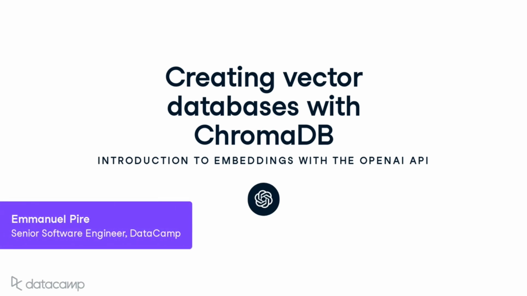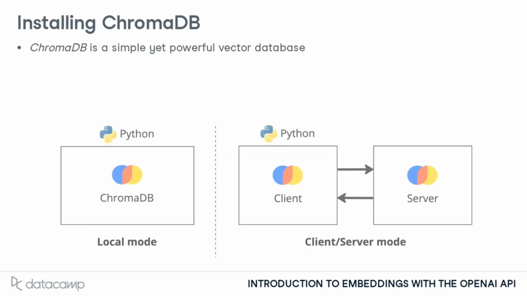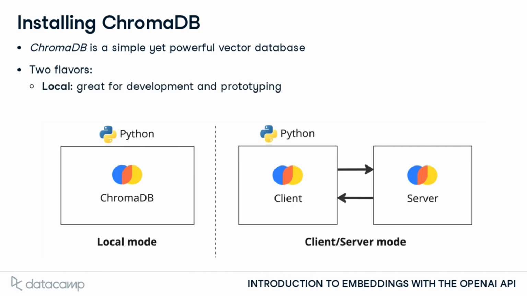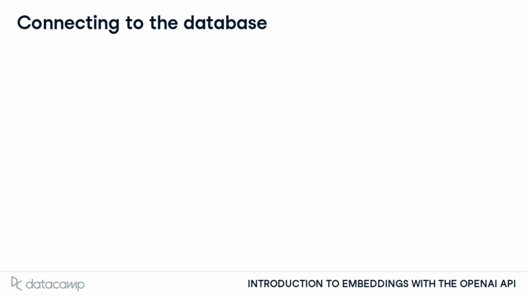Time to start getting hands-on with ChromaDB. Chroma comes in two flavors: a local mode where everything happens inside Python, and a client-server mode where a ChromaDB server is running in a separate process. Client-server mode requires running a separate process for the Chroma server and is better suited for production systems. We'll only be looking at local mode, which is the simplest way to run Chroma and is well suited for development and prototyping.